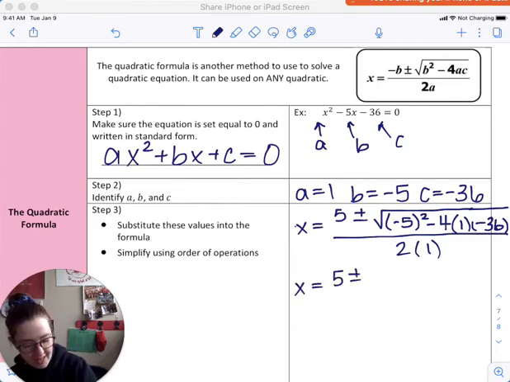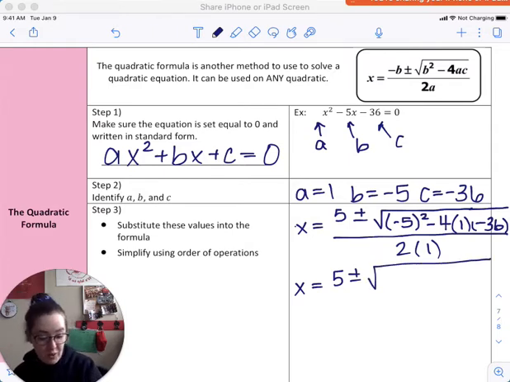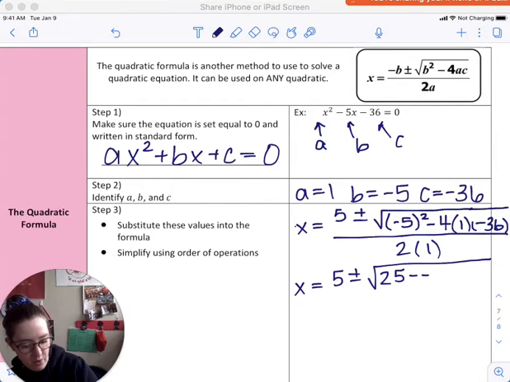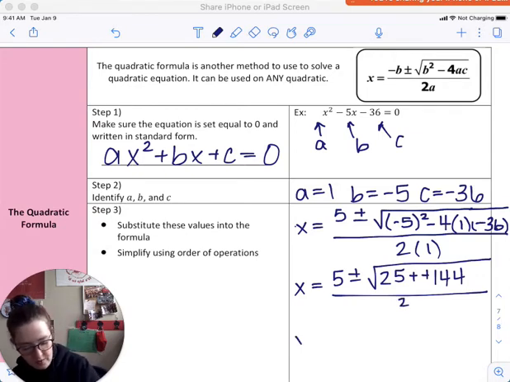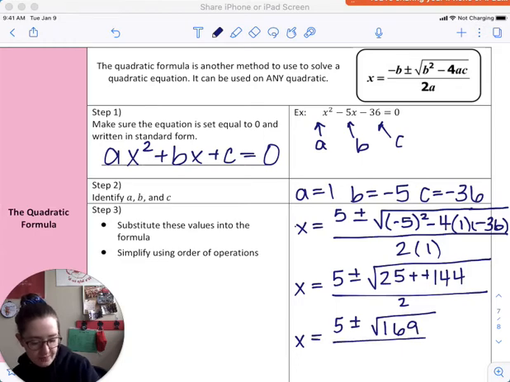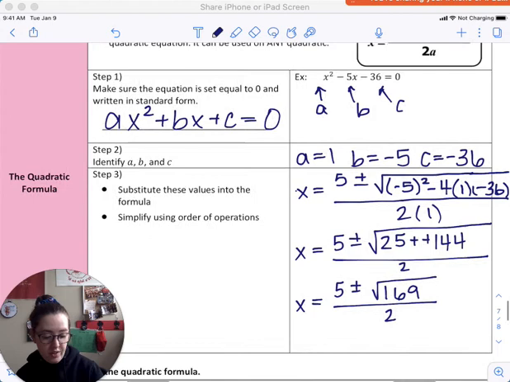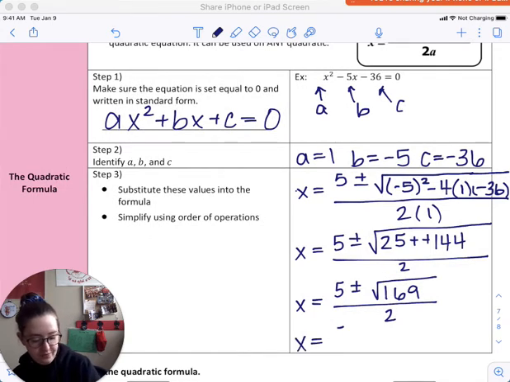We have 5 plus or minus the square root of negative 5 squared, which is positive 25. Then let's take 4 times 1 times negative 36. 4 times 1 times negative 36 is negative 144. So I have minus 144. Minus a negative is plus a positive. Underneath that, 2 times 1 is 2. Then 25 plus 144 is 169. And we know what the square root of 169 is. That's 13.